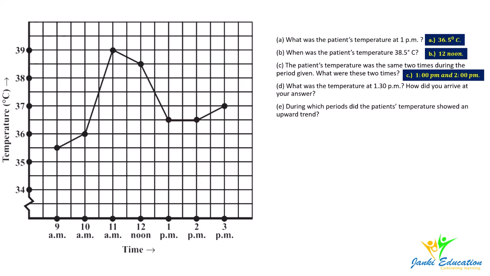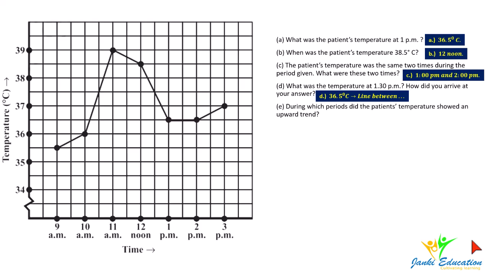Question number D. What was the temperature at 1:30 p.m.? How did you arrive at your answer? Now here, 1:30 p.m. So 1 p.m. has been given here, 2 p.m. has been given here. Exactly the middle line between these two represents 1:30 p.m. And if we go like this, it touches the graph at this point, and this is also 36.5. So the answer is 36.5 degrees Celsius.